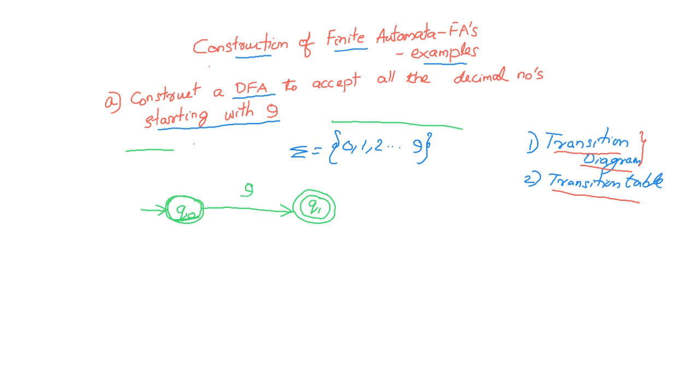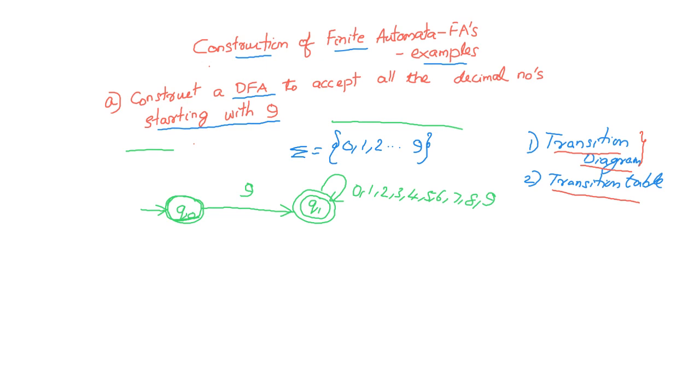So if you get a 9, then you will move to Q1. Once you get a 9, you are not bothered about the rest of the symbols, so you stay here. You have to stay at Q1 if you are getting 0, 1, 2, 3, 4, 5, 6, 7, or 8. Even if you're getting 9 also, you can stay here after the first symbol is 9. You can have any number of symbols, ranging from 0 to 9.